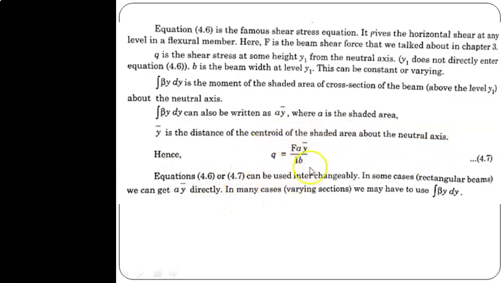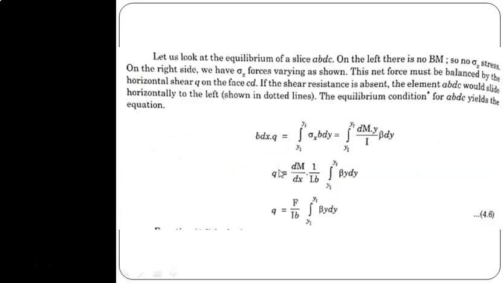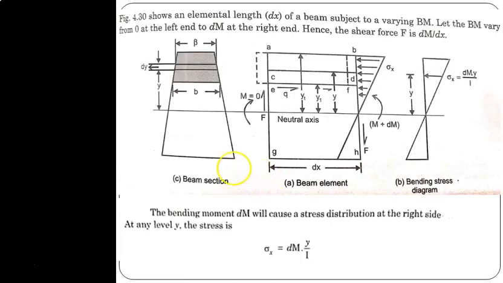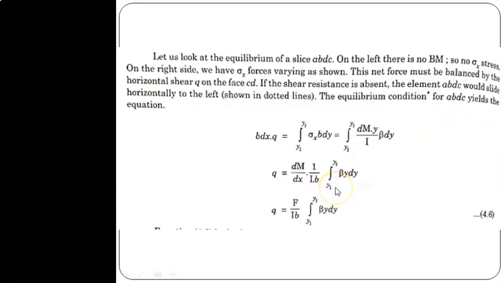So this is the very important equation to find the shear stress on the individual fibers of the beam. That means if we want to find the shear stress at any fiber, suppose I want to know the shear stress at this fiber, I have to find the shaded area above this portion, and for y, the distance from the centroid of that area to the neutral axis should be substituted.